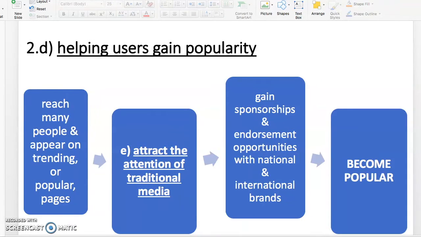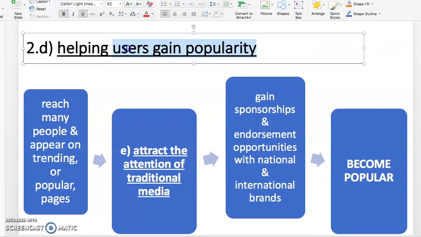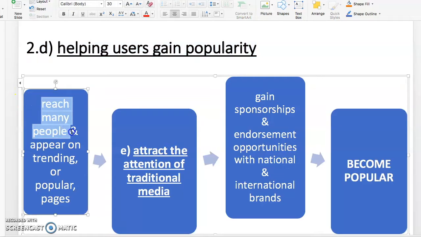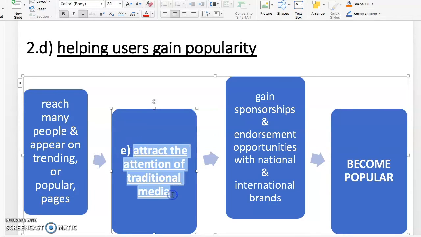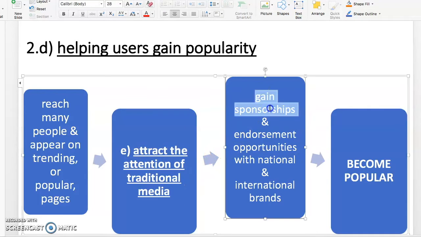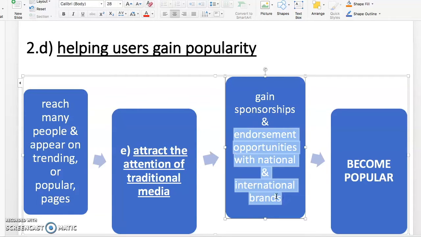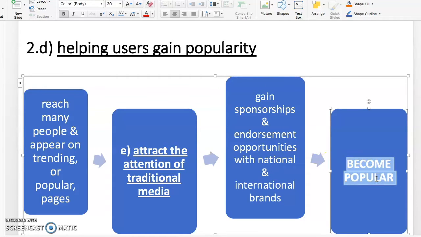How about the second major? It was the second positive effect, helping users gain popularity. Let's see how the writer explained this in the minors. People reach many people and appear on trending or popular pages. Then what happens? They attract the attention of traditional media. So, then what happens? They gain sponsorships and endorsement opportunities with national and international brands. So, what is the result? What's the effect? They become popular.